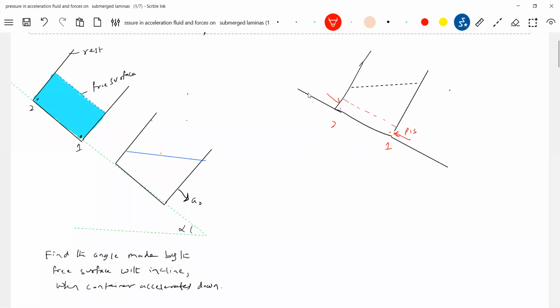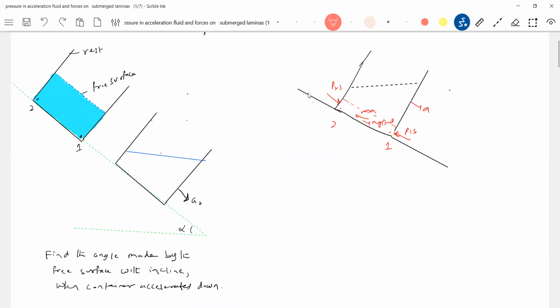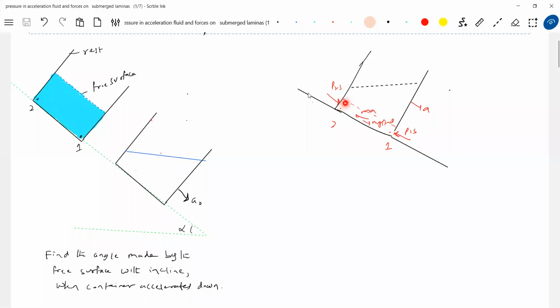P1s, P2s, as this is accelerating, pseudo force, and mg sin theta. As it is accelerating down, the pressure at the rear end should be more, no? So you assume the pressure at this point should be more. But if you look at the liquid column here, because of the height perpendicular to the incline, this is less, this is more. So this is not possible.